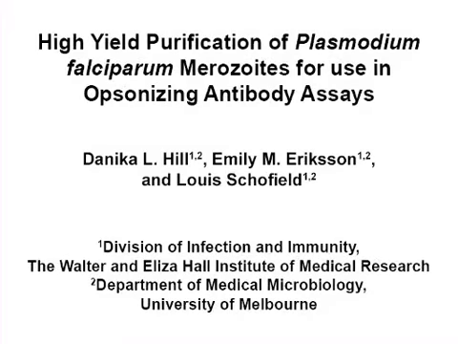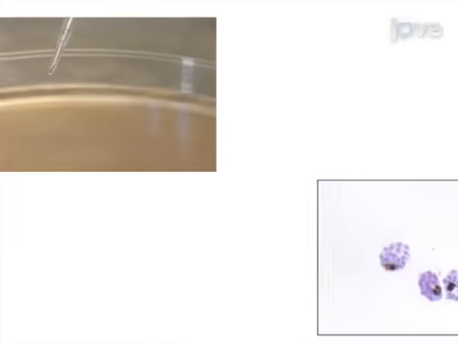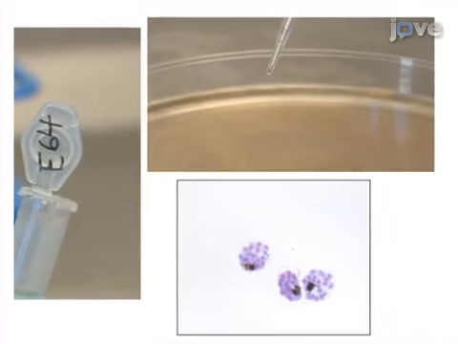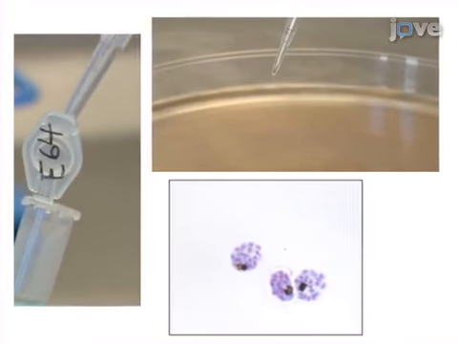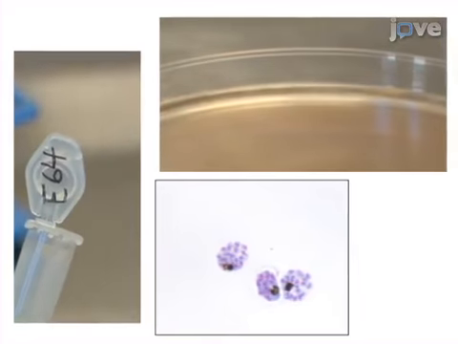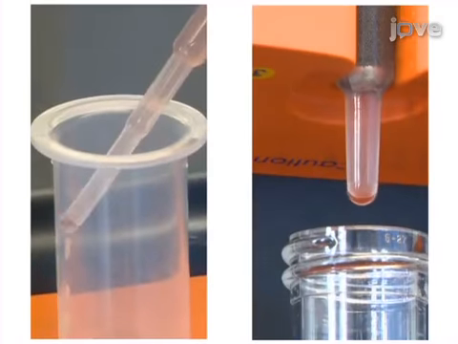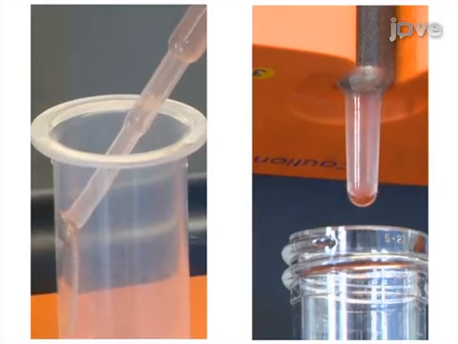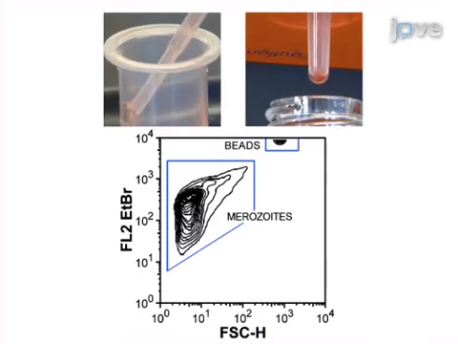The overall goal of this procedure is to generate pure Plasmodium falciparum Merozoites in high yield for quantification of their opsonization by human antibodies. This is accomplished by first inhibiting schizont rupture with E64 to generate membrane-enclosed Merozoite structures. In the second step, the free Merozoites are harvested and then stained with ethidium bromide for quantification.